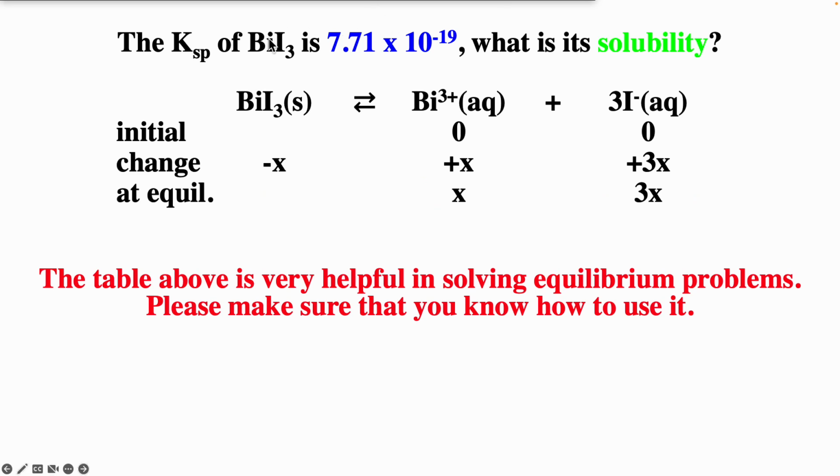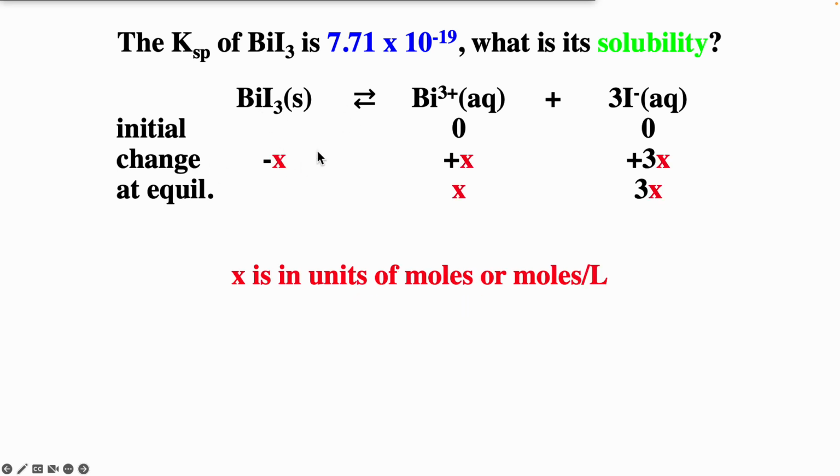And so when we're doing a solubility problem, we'll use this type of table. We have our reaction, and then we have initial, change, equilibrium. Now, X is in units of moles or moles per liter. You can imagine that when X dissolves, so that's why it's minus, you'll get plus X for the bismuth, plus 3X for the iodine, because each time one of these dissolves, you'll get one of those and three of those. Also, we're assuming that we're starting with 0 bismuth ions and iodide ions in solution.